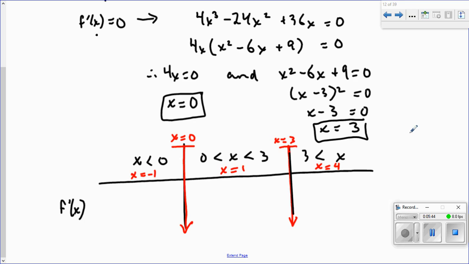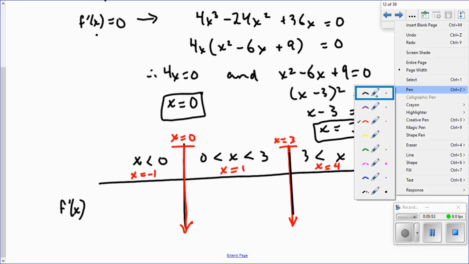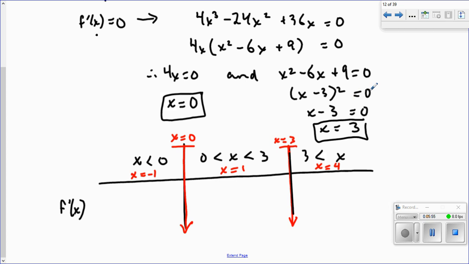Okay, I set up a sign chart, but I'm going to do something slightly different here, trying to make it so that it includes all my information. So now I've got a sign chart. I used all my proper intervals.